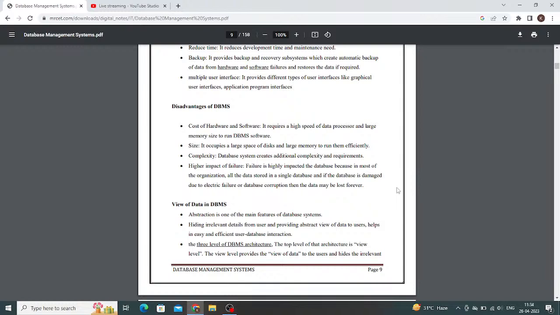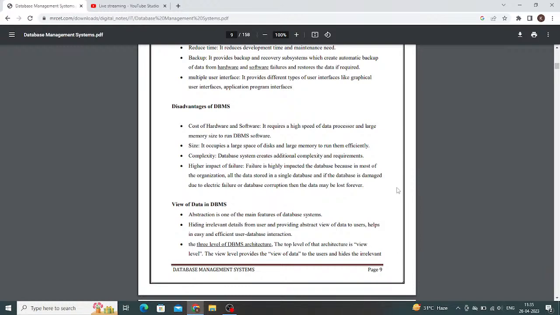View of data in database: abstraction is one of the main features of a database system, hiding irrelevant details from the user and providing an abstract view of data to the user, helping in easy and efficient user-database interaction.